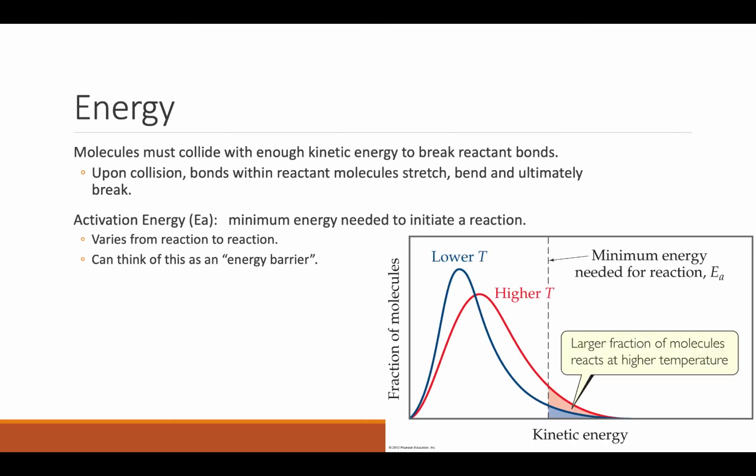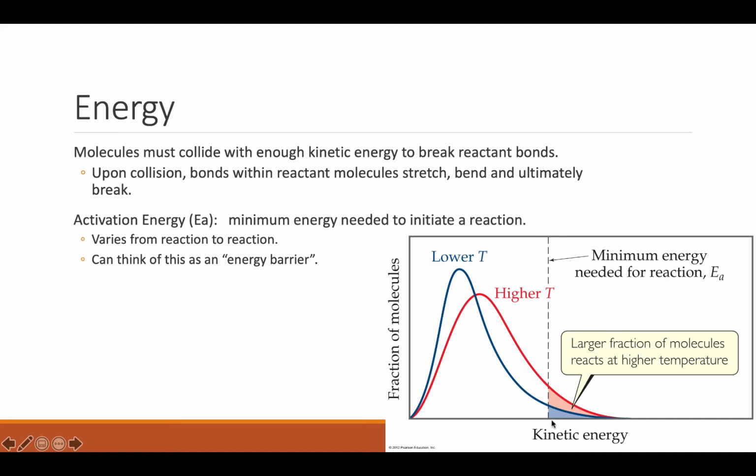It should be pretty intuitive that at a higher temperature, represented by the red line here, more collisions will have enough energy to actually be successful. In this graphic, the dotted line is our activation energy barrier, the minimum energy needed for a reaction to be successful, or for a collision to be successful.